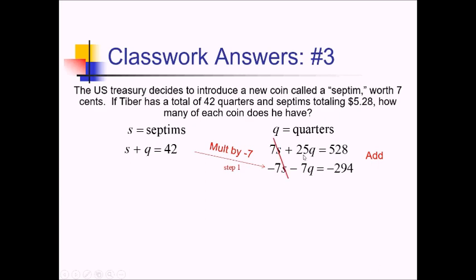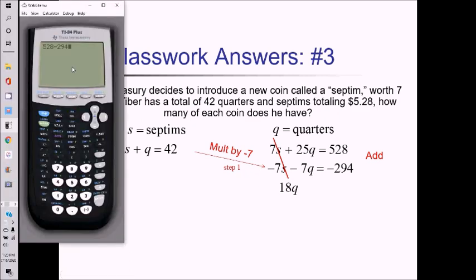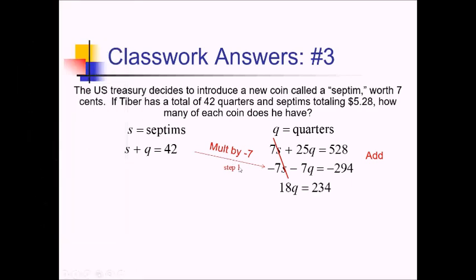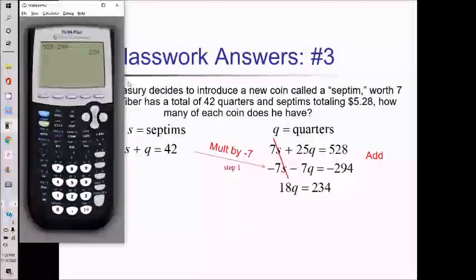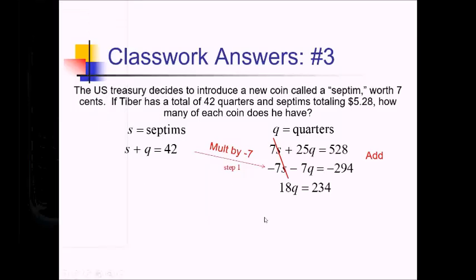We also have an 18Q if we add those Q's together on the left side. And on the right side, well, I don't know what this comes out to. Let me just use the calculator to be on the safe side. So 528 minus 294 gives me 234. Okay, take your word for it. And then let's divide that by 18. Since I've already got that loaded into my calculator, let me just quickly press answer divided by 18 and enter. Gives me 13. So that is 13 septums. No, 13 quarters. Q is going to be 13 quarters that we have in this collection of coins.